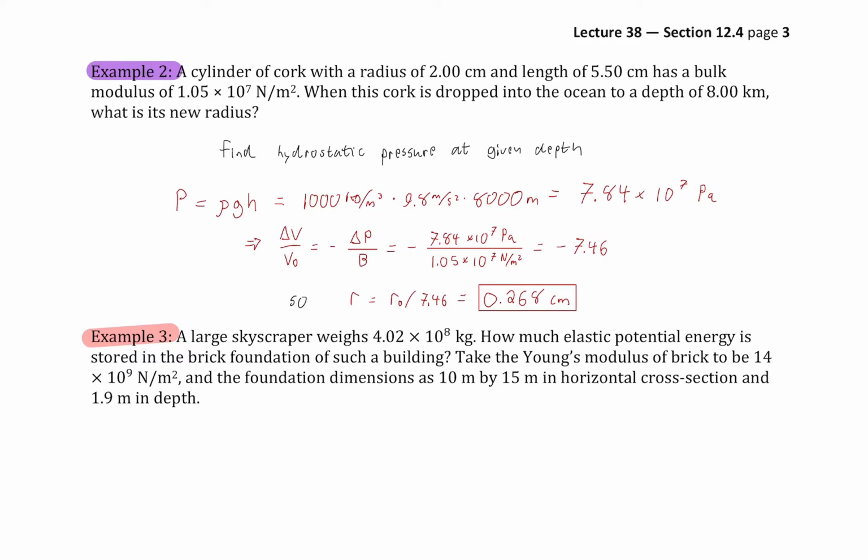All right, and notice we did not need the length because it was all just a fractional change, so we could have multiplied by any particular length in our object. In this case, it just happened to be the radius. Okay, so let's do another interesting problem here, maybe arguably more interesting than the last one. A large skyscraper, okay, with a huge weight here of 4.02 times 10 to the 8 kilograms. And then how much elastic potential energy is stored in the brick foundation of such a building?